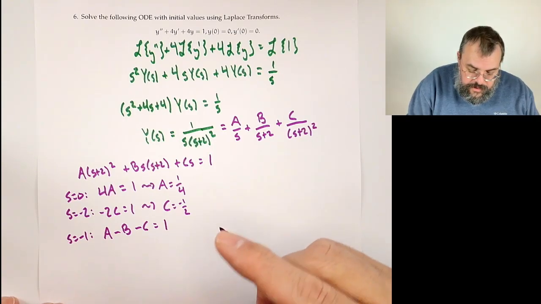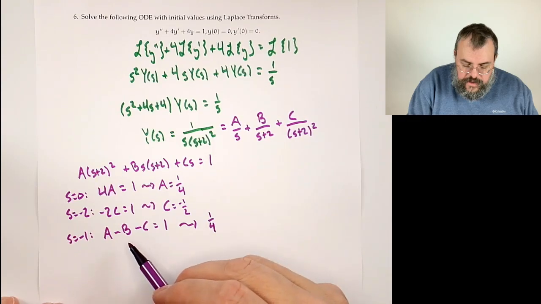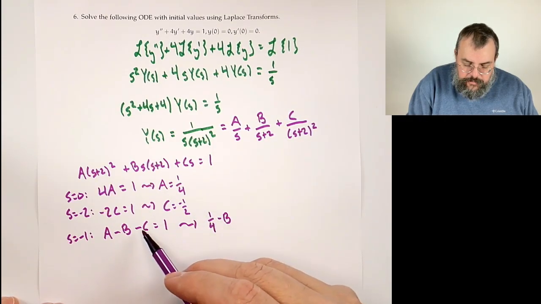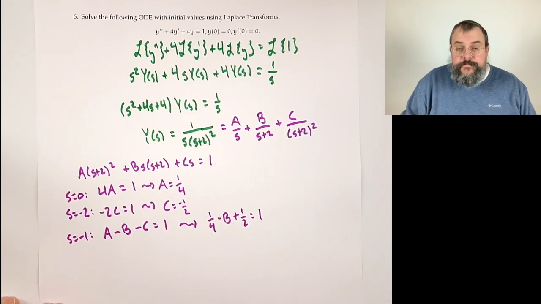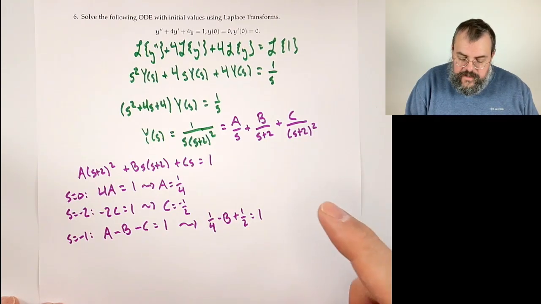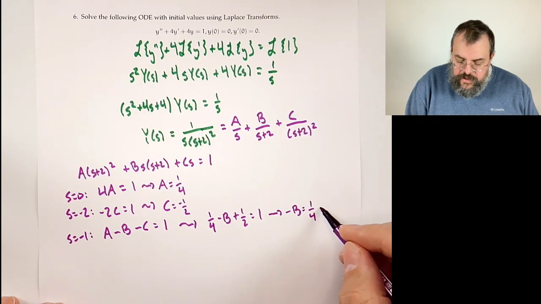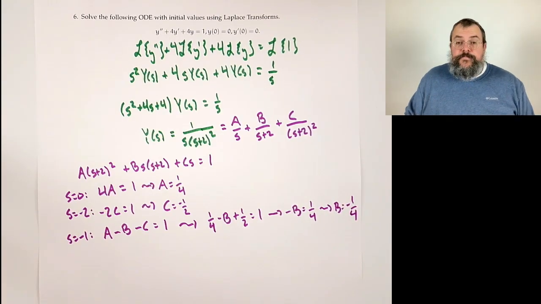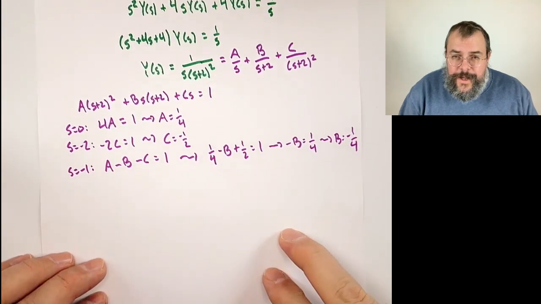But now we say, well, hey, we know some of these values. So we get 1/4 and minus B. And here, minus minus makes plus 1/2 equals 1. Well, 1/4 plus 1/2 is 3/4. Subtract. That tells us that minus B equals 1/4. So B is minus 1/4. All right. So we're a lot of the way there.